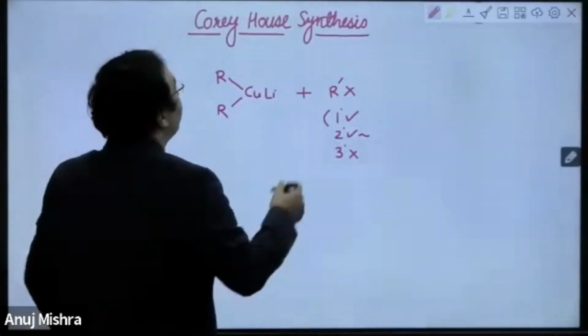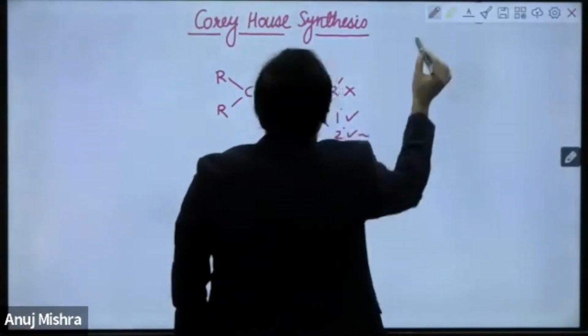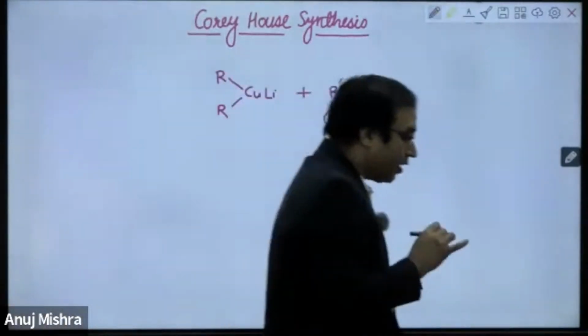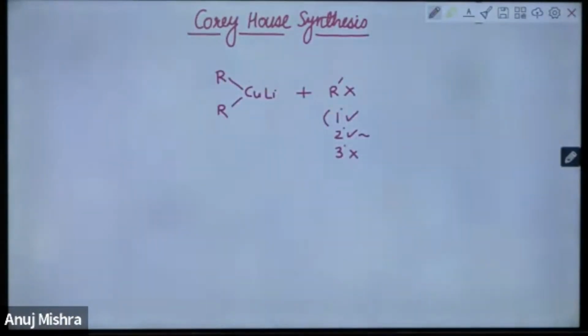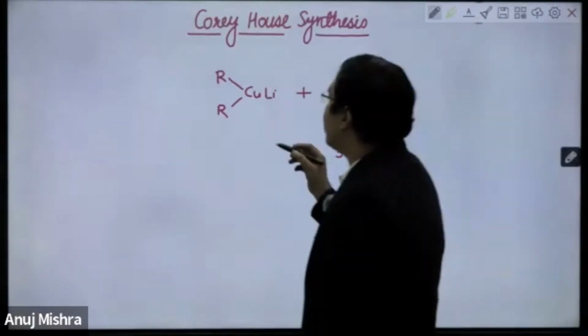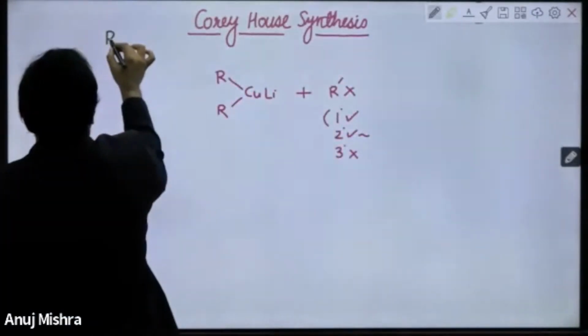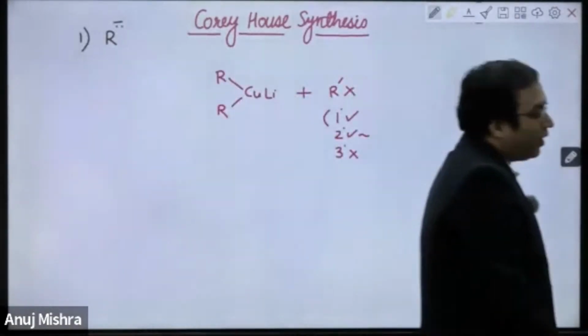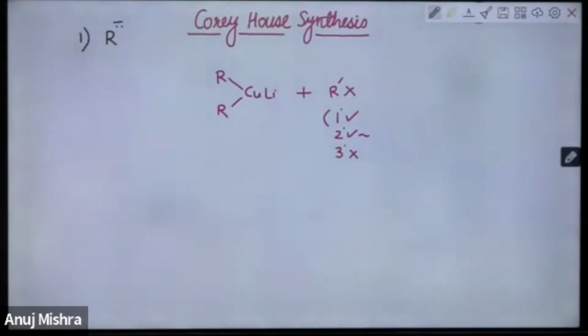Now write one line for it in Corey-House synthesis: the reacting component of R2CuLi. This we have checked in the last class, if you recall. We talked about organometallic compounds where I mentioned R2CuLi also, if you check the list. Can anyone tell me what the reactive component of R2CuLi is, Chinmay? R with which sign? Plus or minus? Very good. So the reactive component of R2CuLi is R minus. Note down this first point. ये पता होना चाहिए आपको, ये बहुत help करेगा.